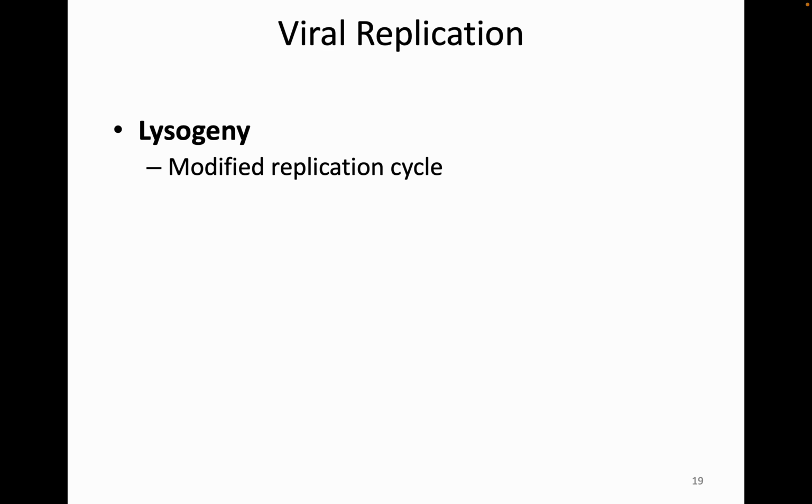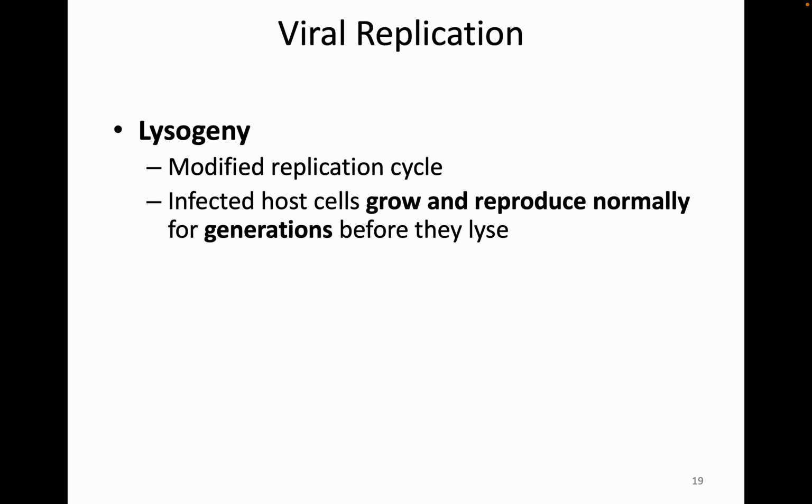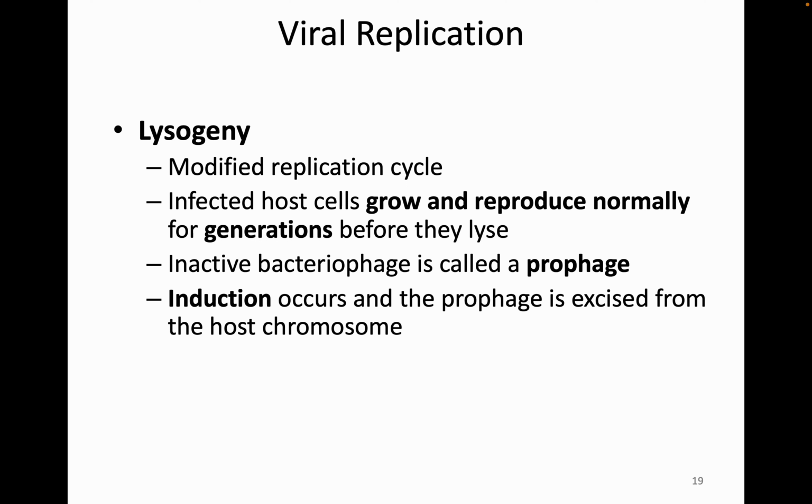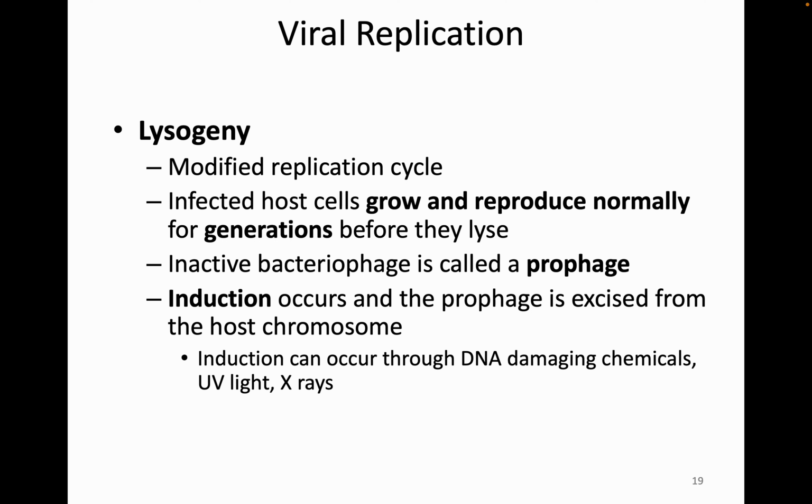Viral replication also includes lysogeny, or a modified replication cycle, where the infected host cells grow and reproduce normally for generations before they lyse. Inactive bacteriophage is called prophage. And induction occurs when the prophage is excised from the host chromosome. Induction can occur through DNA damaging chemicals, UV light, or X-rays. And after induction, the lytic cycle will occur.